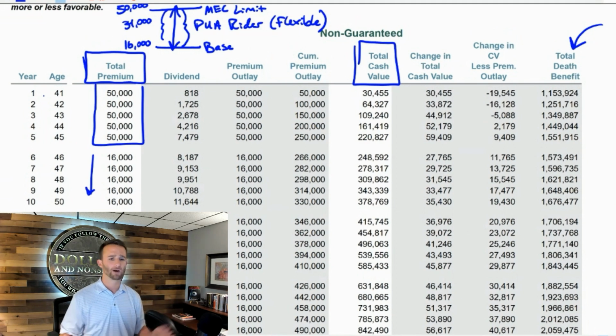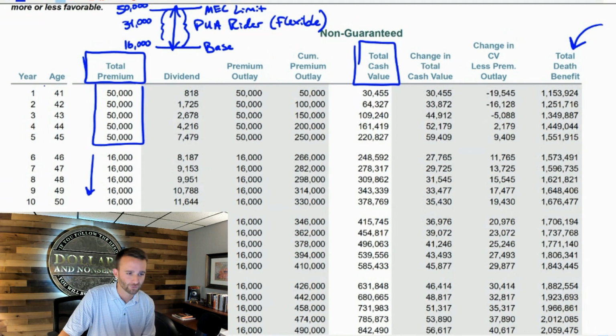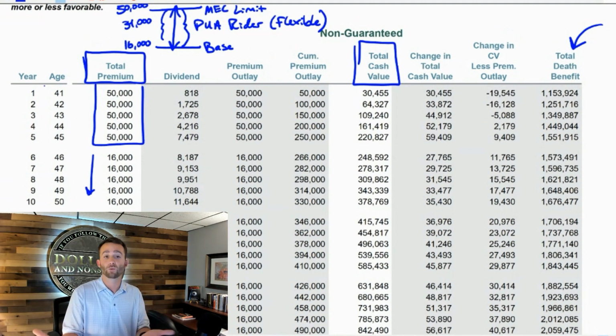We wouldn't want to start a policy if we knew there was no way that you were going to be able to contribute much to your paid up additions rider. That wouldn't be a wise decision. Now, sometimes that happens. It just wouldn't be wise to start off with.